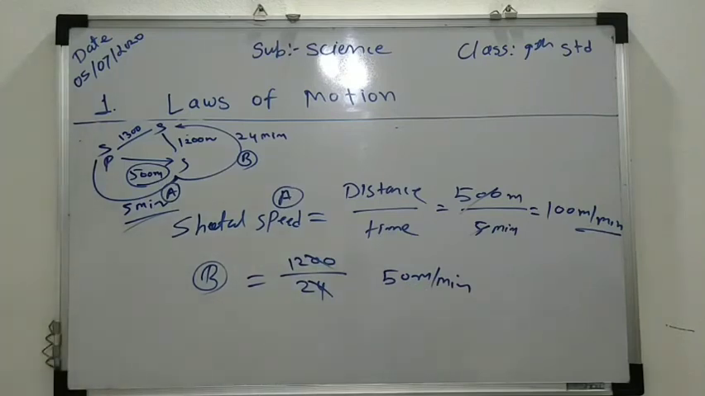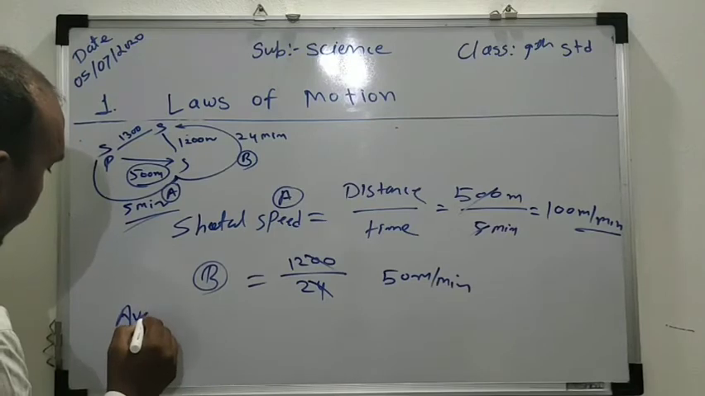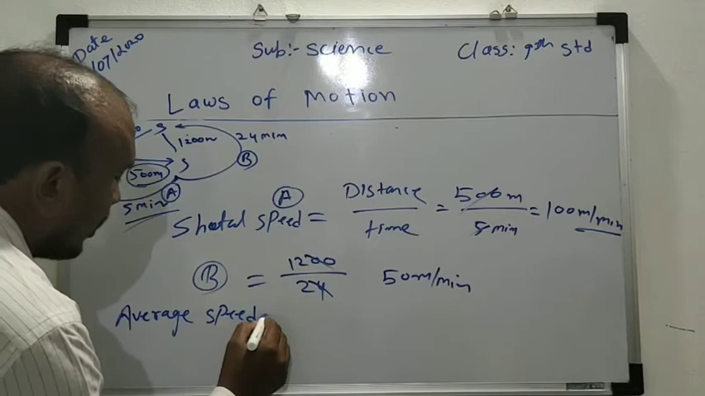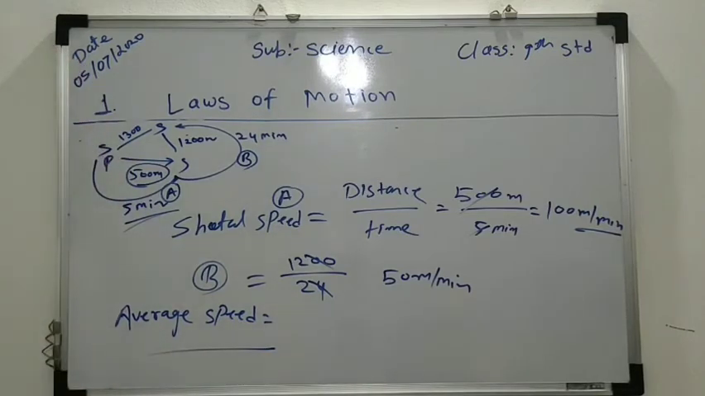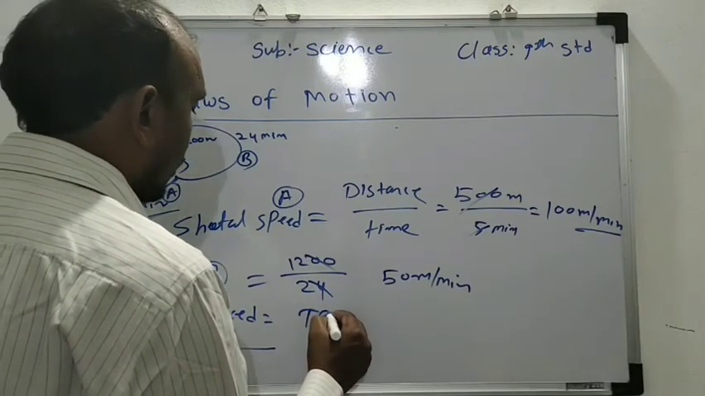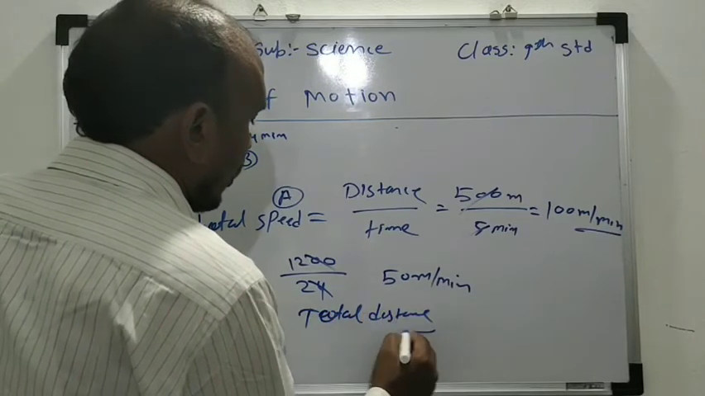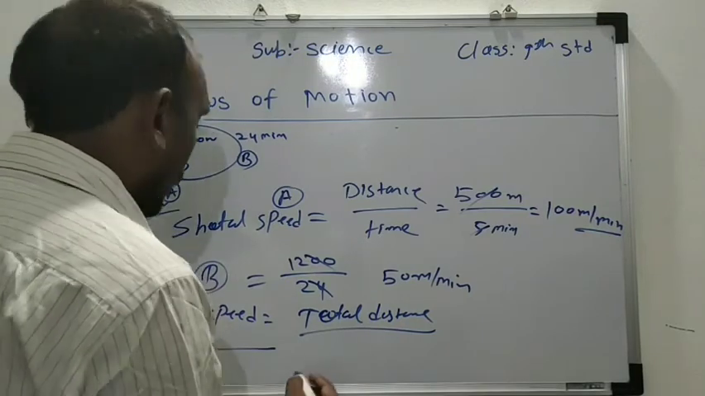So what will be the average speed? How to calculate average speed? How do you calculate the average percentage in your marks? Total marks divided by actual marks. Same thing. The average speed is total distance divided by total time.